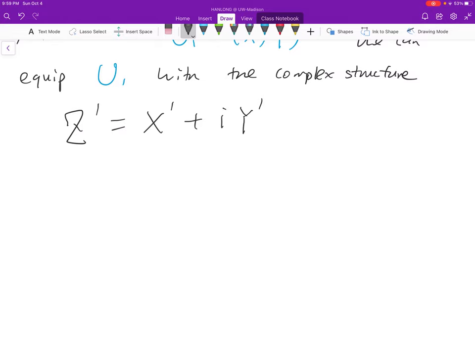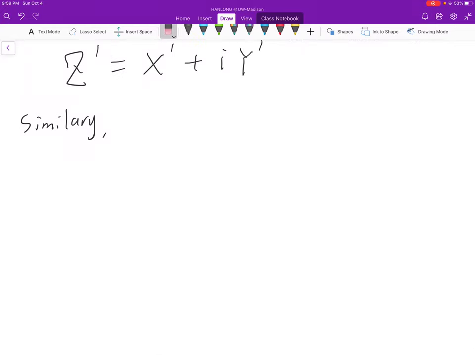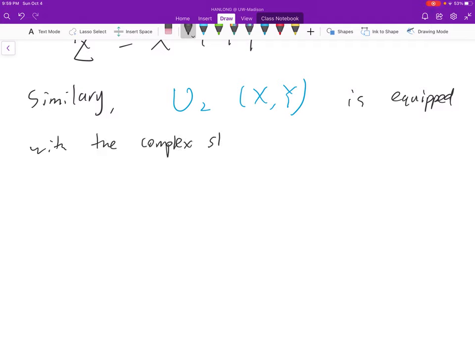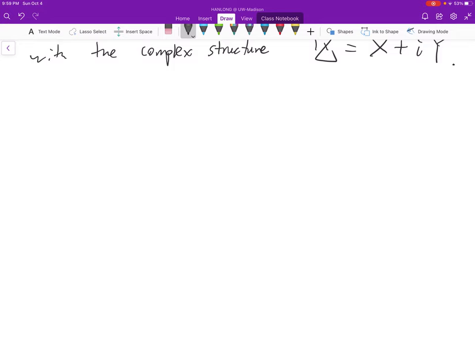And similarly, U2, with capital X, capital Y, can be equipped with the complex structure z equals x plus i y. So the conclusion is that we have complex structures on U1 and U2.